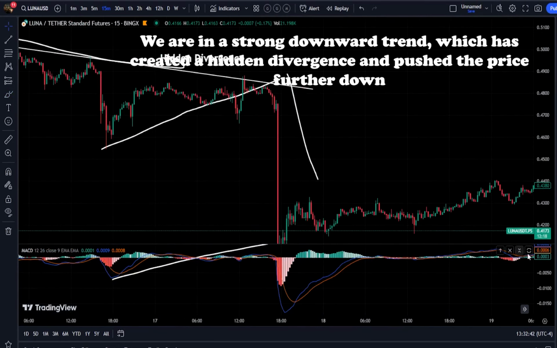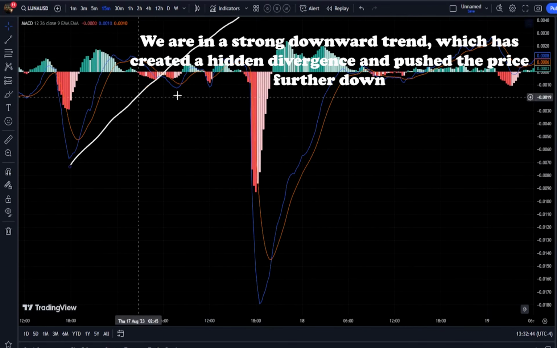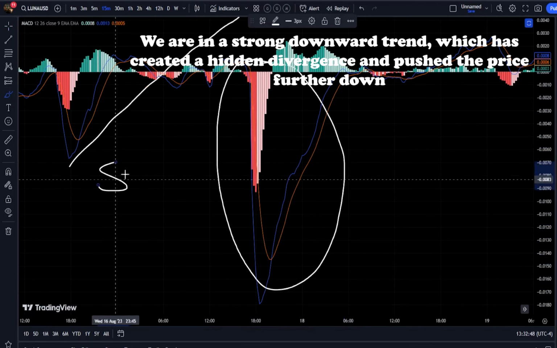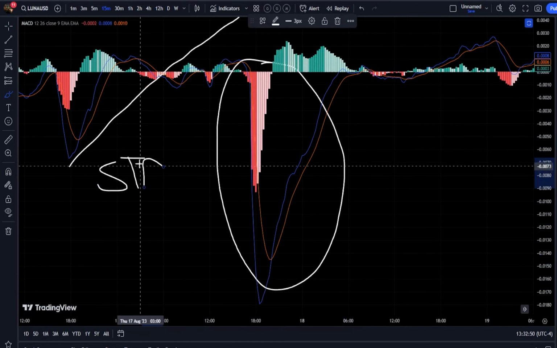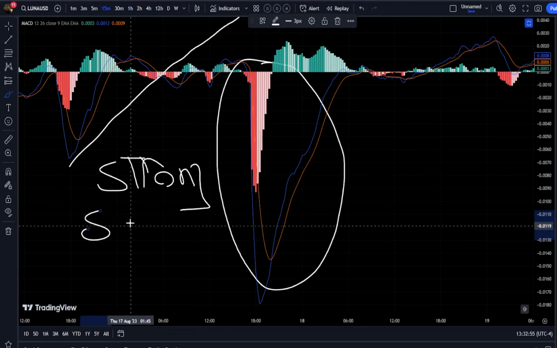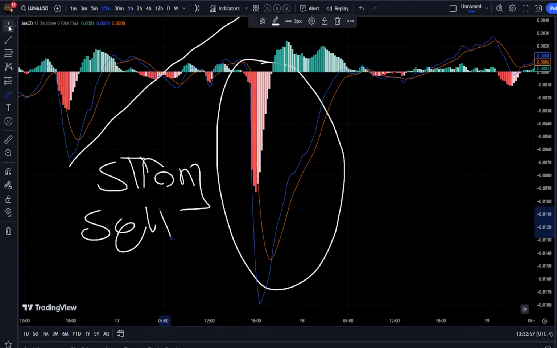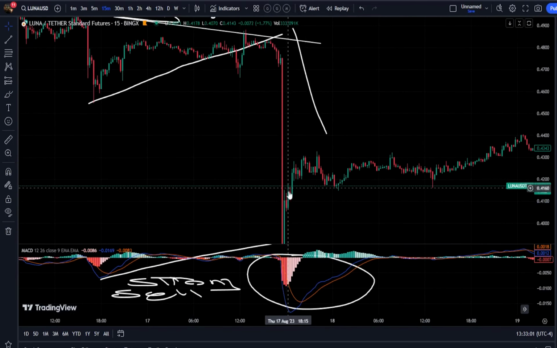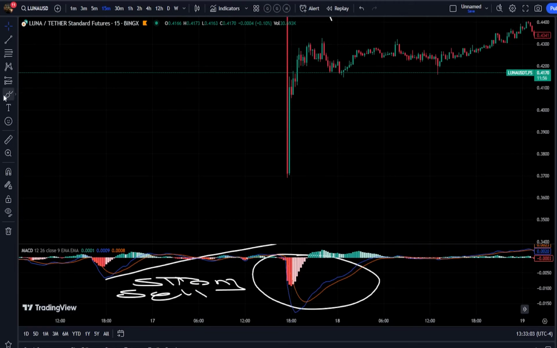To identify the hidden negative divergence, we must pay attention to the formation of highs in a downward trend. When in the price chart a lower high is formed, but in the indicator and in the same time frame a higher high is formed, then the negative hidden divergence has been created.